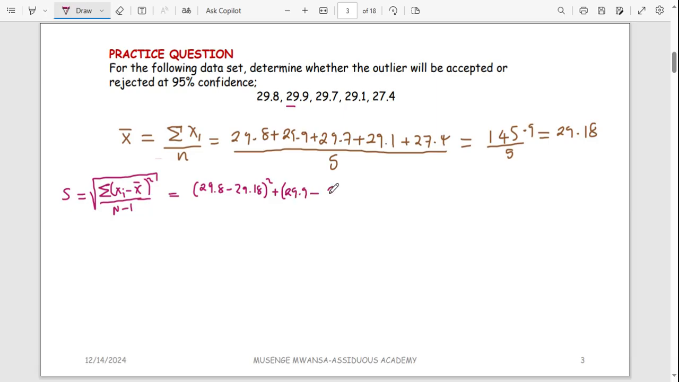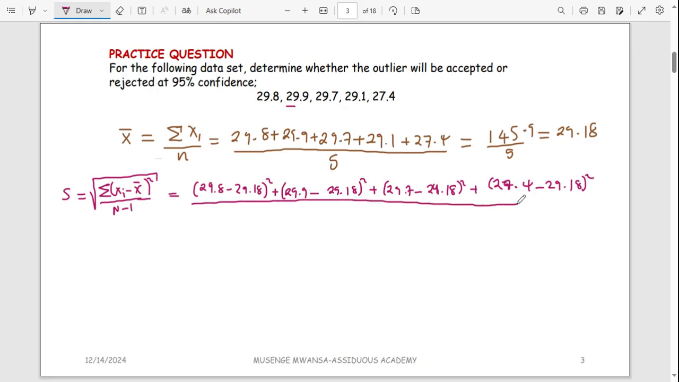the second term here is 29.9. Remove the mean, which is 29.18. Square that. The third one is 29.7. Remove the mean again, 29.18. Square that. And then the last one is 27.4 minus 29.18. Also square that. You want to divide everything by n minus 1. So n is 5. These terms are 5. So 5 minus 1, that would be a 4. And then you want to take the square root of that.